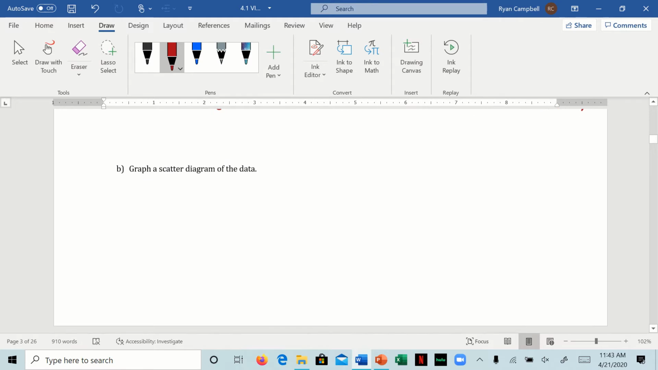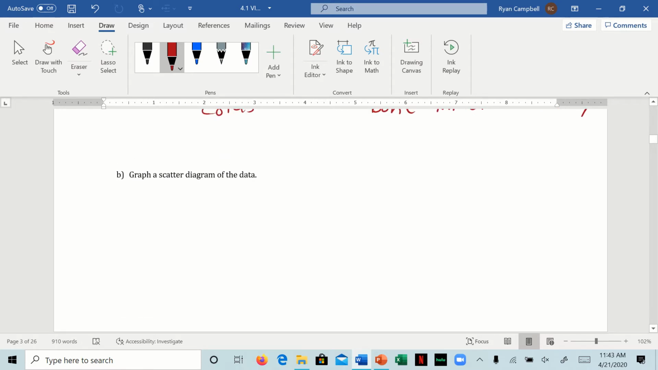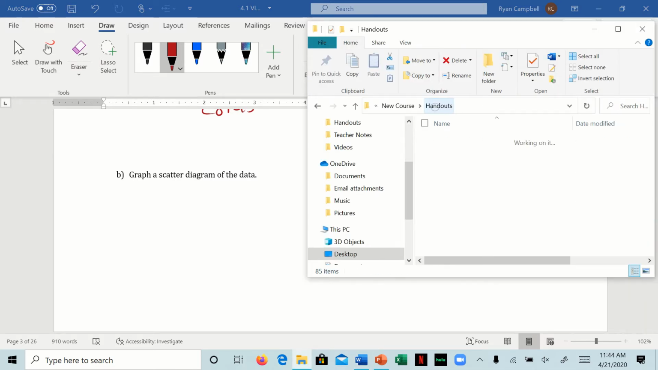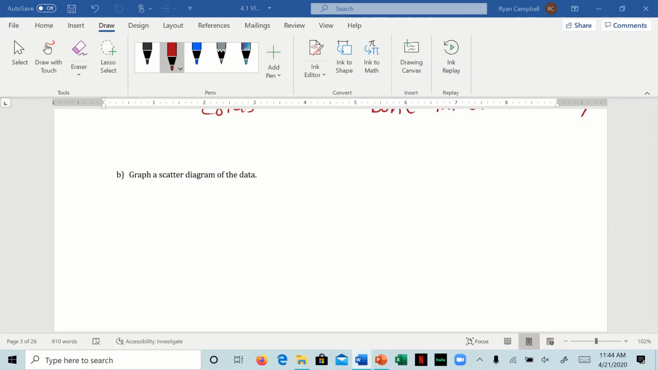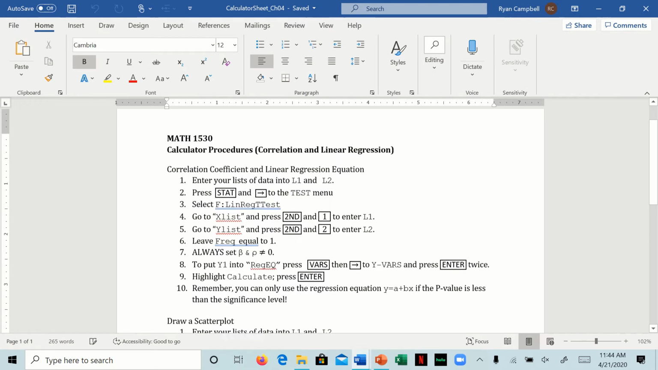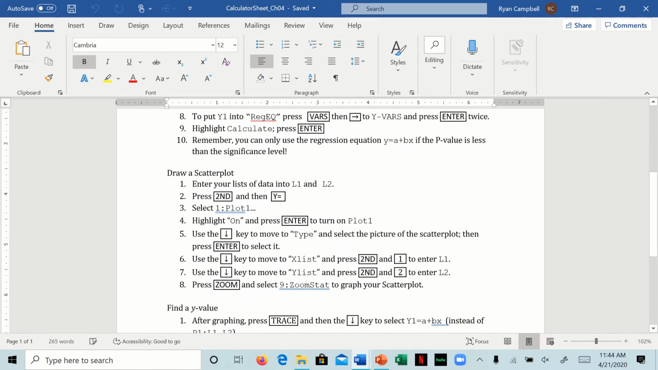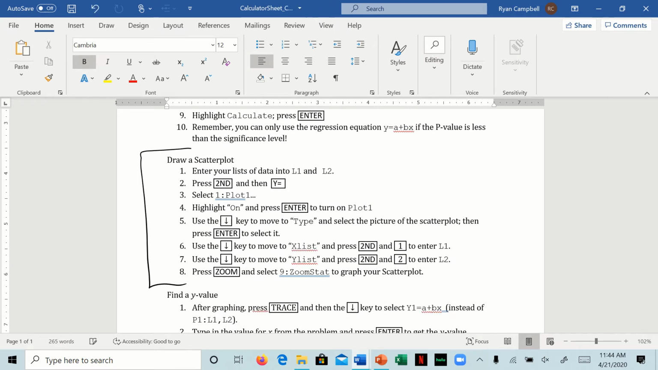So now we've got to do a scatter diagram. With scatter diagrams, we can bring up our, actually, I should have probably had that ahead of time, my bad. So if we go to our calculator sheet, chapter 4, drawing a scatter plot is all right here. L1 will always need to be your explanatory variable. L2 will need to be your response variable.